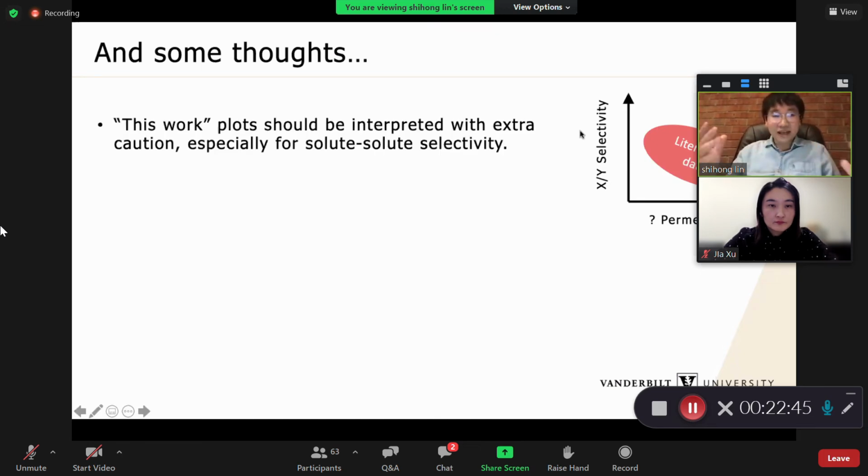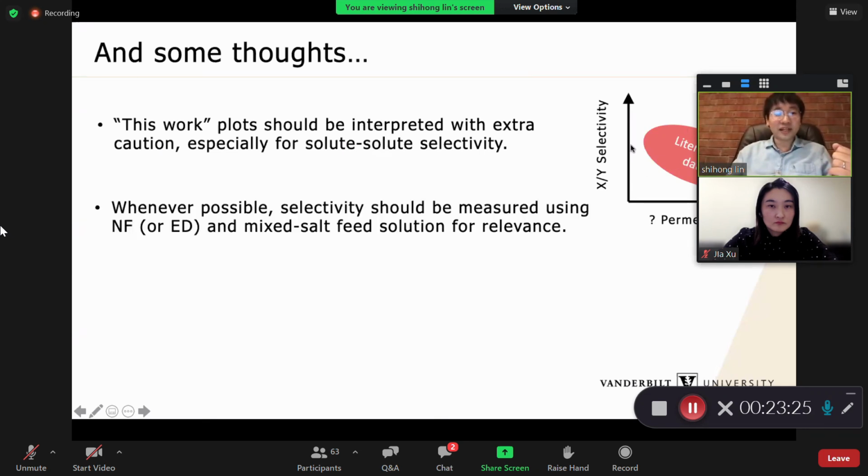Now, based on this study, it seems like this "this work" plot, as I refer to it, should be interpreted with extra caution, especially for solute-solute selectivity, because a lot of these data are actually measured using different measurement methods, right? Some are mixed salt, some are single salt, and different conditions. So inherently, they are not actually comparable, right? It is possible that a membrane here can perform better than this one if it's measured in the same condition as this one, right? So we have to be really, really careful in trying to interpret this kind of data.